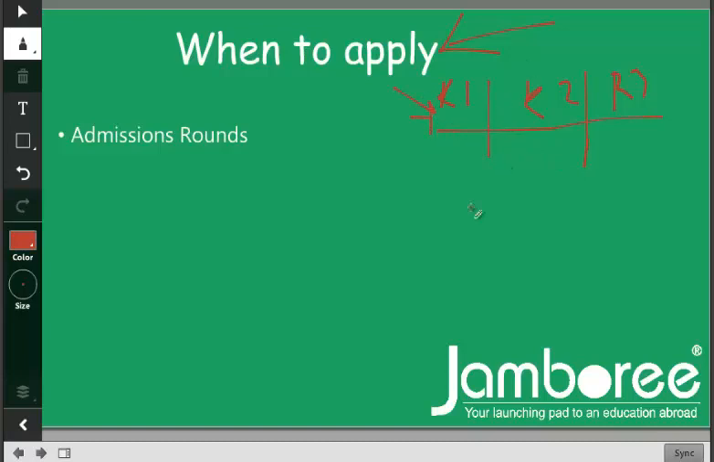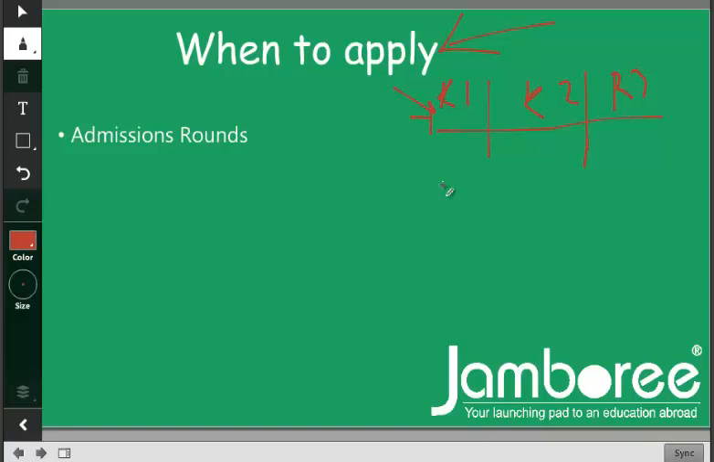Or apply in round 2, but it's not as simple as that. You should first look at how many rounds a university has and what its admission policy is. For example, ISB has 2 rounds of admission, and their policy is to take an equal number of students in both rounds. They fill 50% of their seats in the first round and the remaining 50% in the second round.